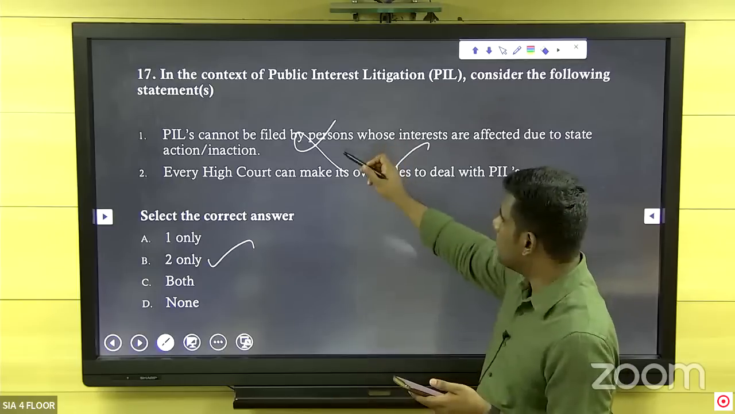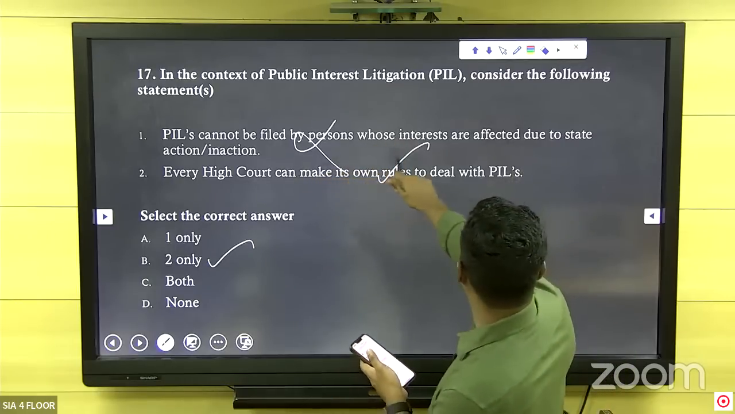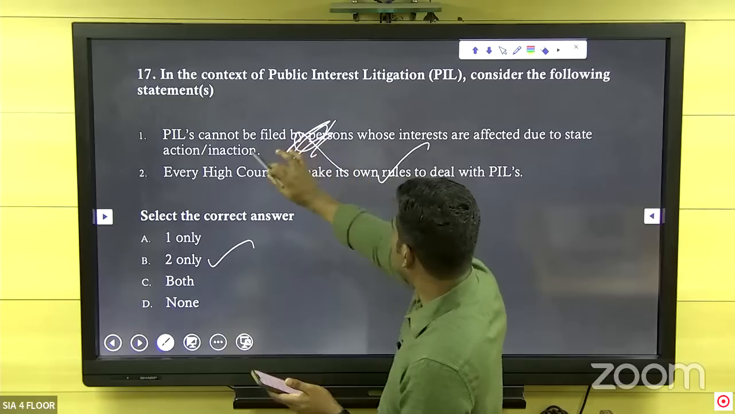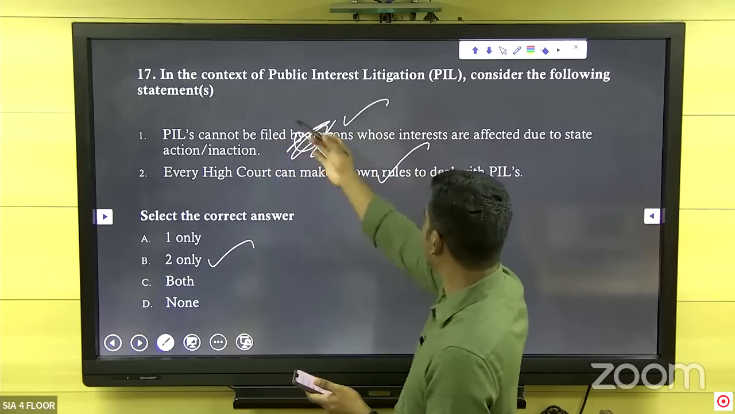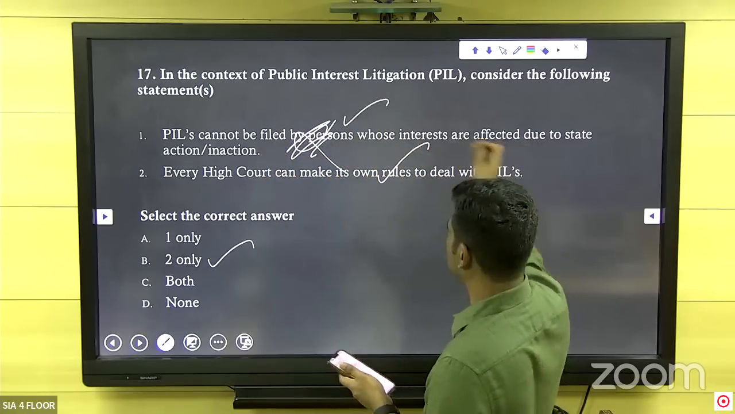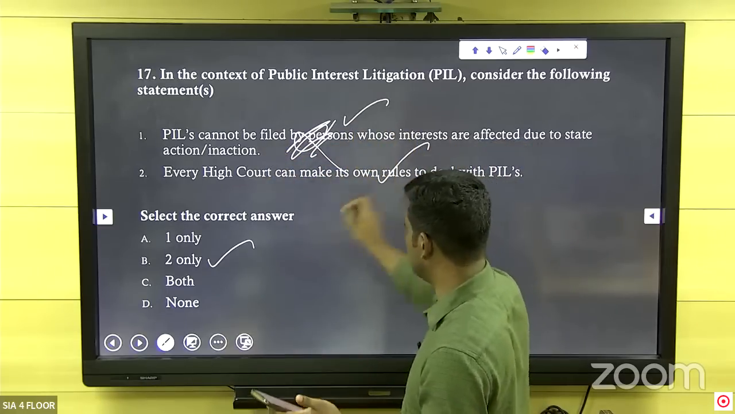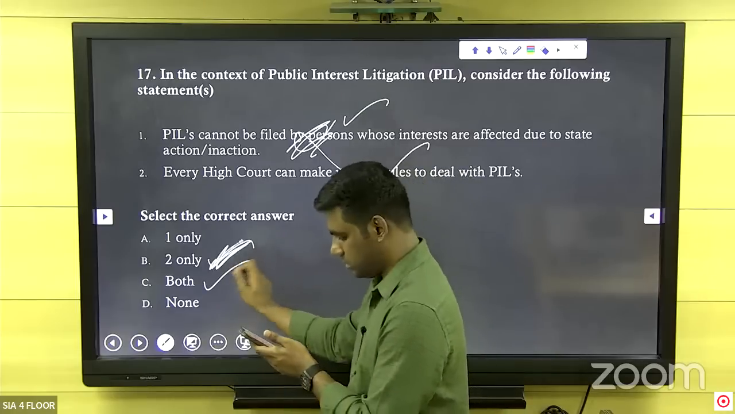The first statement is not correct. PILs cannot be filed... oh yeah, it's right. PILs cannot be filed by persons whose interests are affected due to state action. The first statement is right. The second statement is right. So C, both, is the right answer.